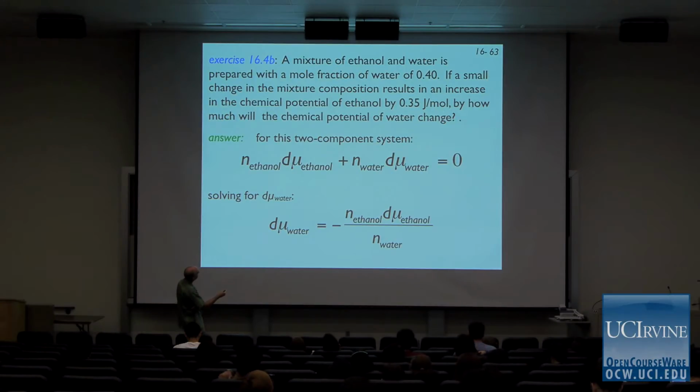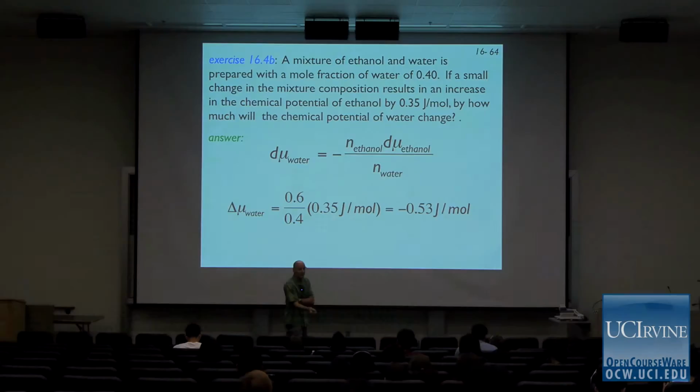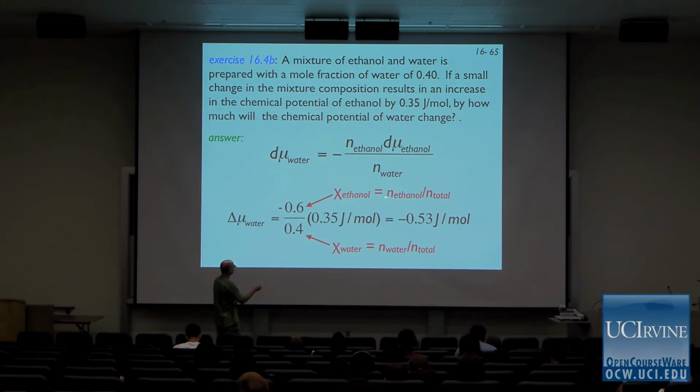All right, now we need to know these two mole fractions. What I've written here is the mole fraction. Everybody understand what the mole fraction is? It's the moles of component 1 divided by the total moles of all of the components in the system. In this case, that would be the mole fraction of ethanol. Actually, that's not the mole fraction, that's the number of moles of ethanol. But the mole fraction is just the number of moles of ethanol divided by the total moles in the system. So we usually call that X sub ethanol.